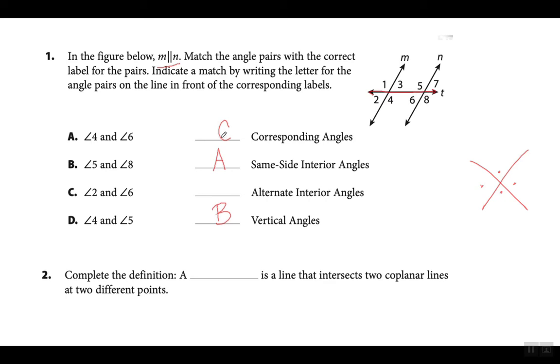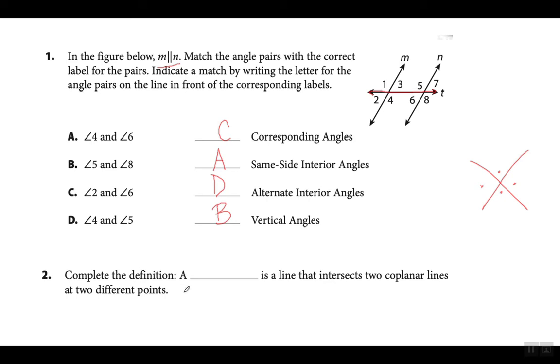Alright, last one. Angles 4 and 5 are alternate interior angles. They're on alternate sides of the transversal, and they're on the interior of lines M and N. Okay, so alternate interior angles. Están en lados alternos del transversal y al interior de estas dos líneas. El ángulo 4 con el ángulo 5.